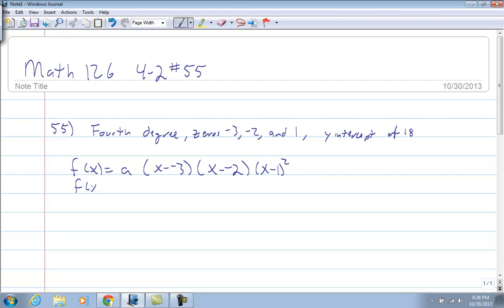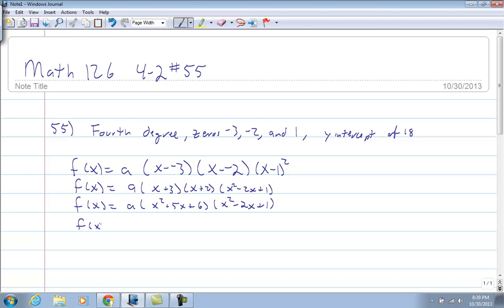So our f of x is going to be a times x plus 3 times x plus 2 times x squared minus 2x plus 1. And if I multiply through the x plus 3 times x plus 2, I get x squared plus 5x plus 6 times x squared minus 2x plus 1.